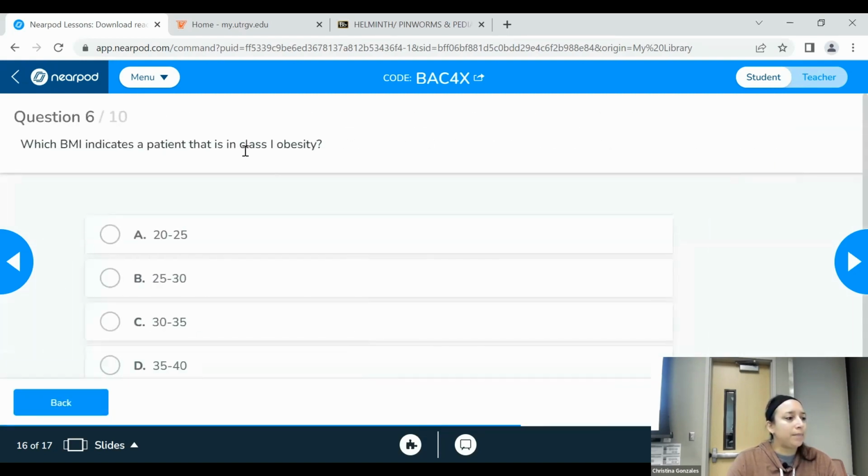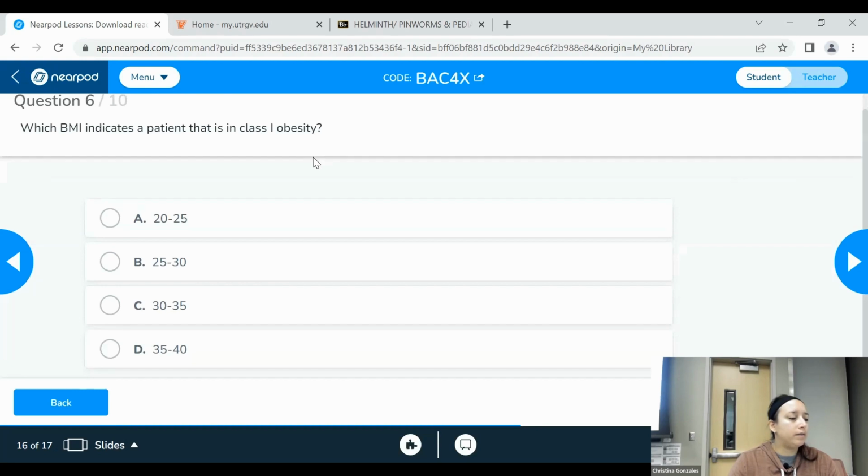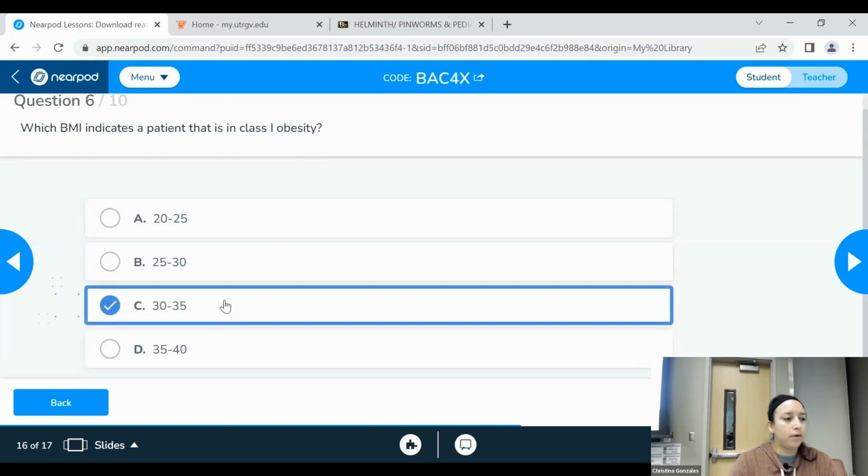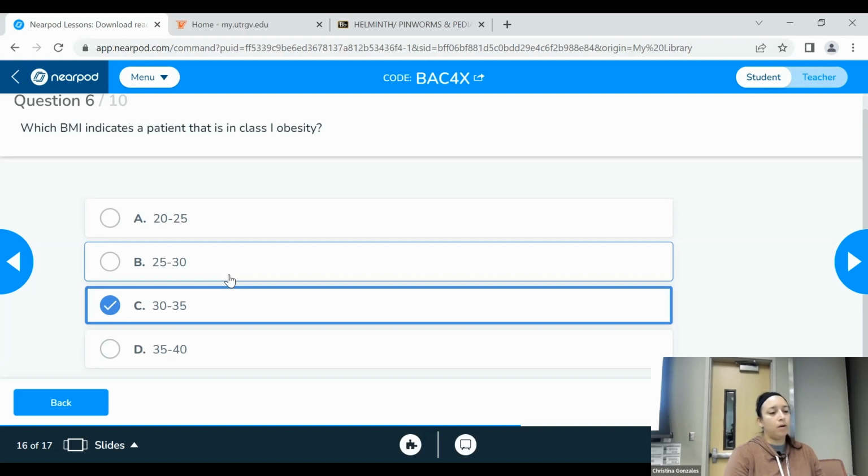Which BMI indicates a patient that is in class 1 obesity? Obesity, yes, 30 to 35. So for obesity and overweightness, I think it's hard to test. I want you to be familiar with the different BMI classifications for overweight versus obesity. I want you to know a little bit about the treatments, not necessarily all the pharm stuff, but when do we treat with diet modification, when is a person a candidate for surgery, that kind of stuff. Be familiar with it. It's hard to ask questions on obesity.